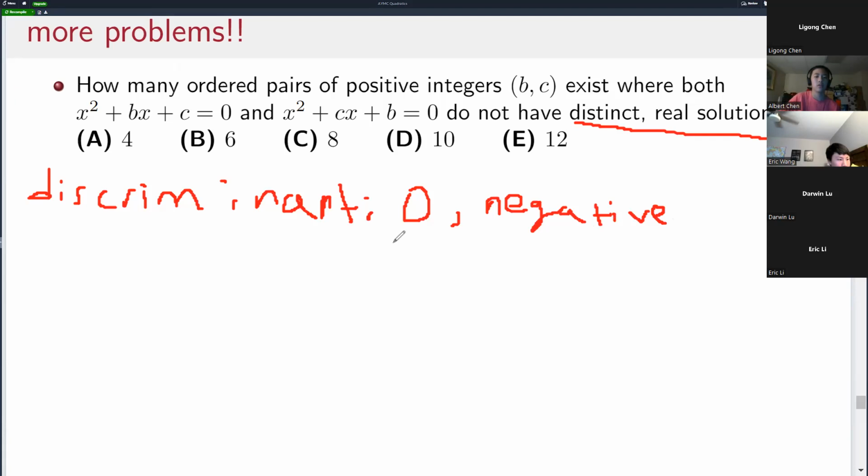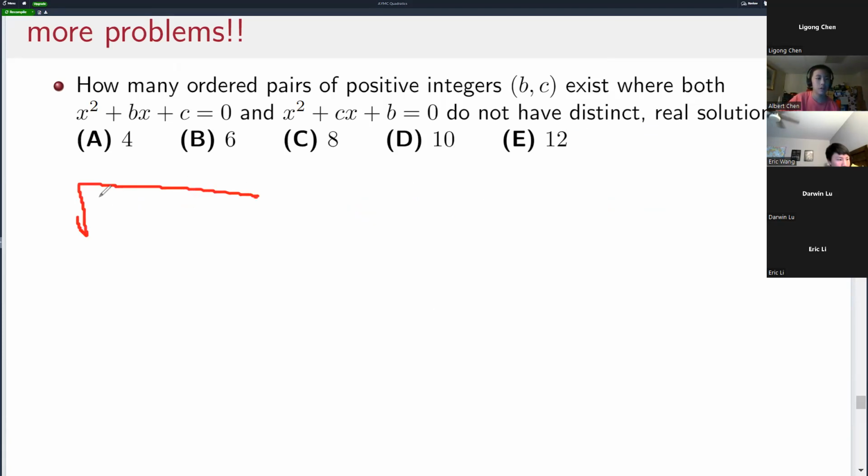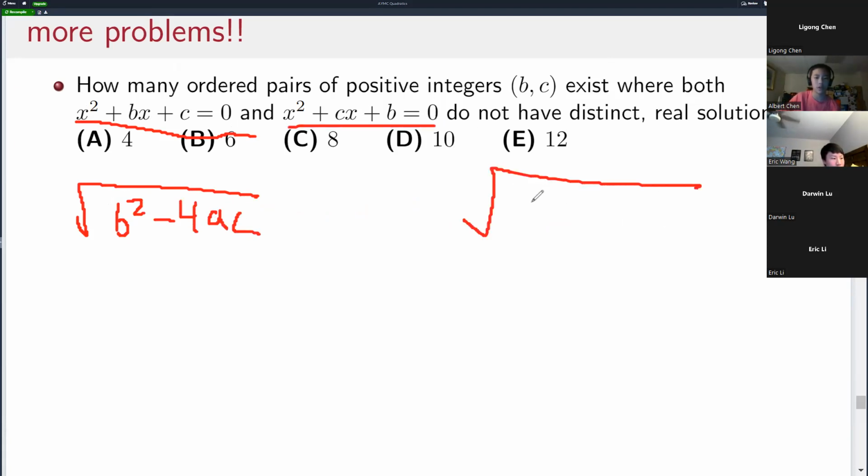When it's zero, it has only one solution, and when it's negative, it has no real solutions. So we need to make sure that the discriminant is greater than or equal to 0. The discriminant for this equation right here is b squared minus 4ac, and the discriminant for this one is c squared minus 4ab.